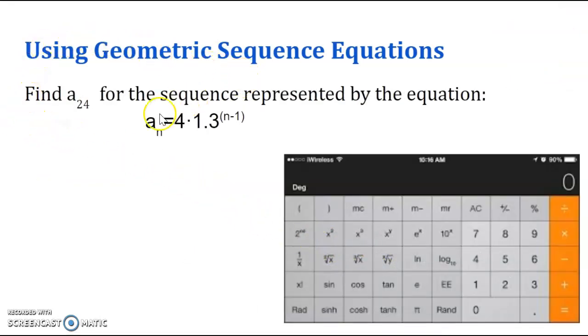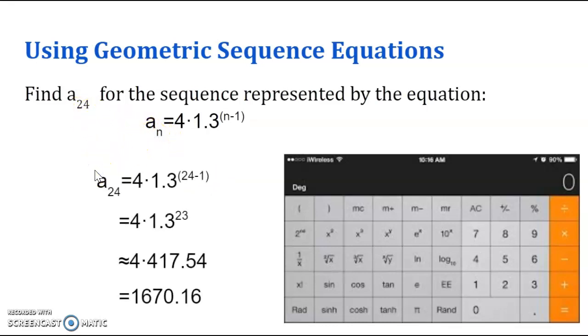Using geometric sequence equation, find a sub 24 for the sequence represented by this equation. How would we do that? Okay, so I'm going to show you a calculator. If you're using your calculator on your phone, what do you do? So a sub n, say we are looking for a sub 24, that means n is equal to 24, right? So we're going to substitute n to be 24 in the right hand side. So we're looking for 3 to the power of 23.